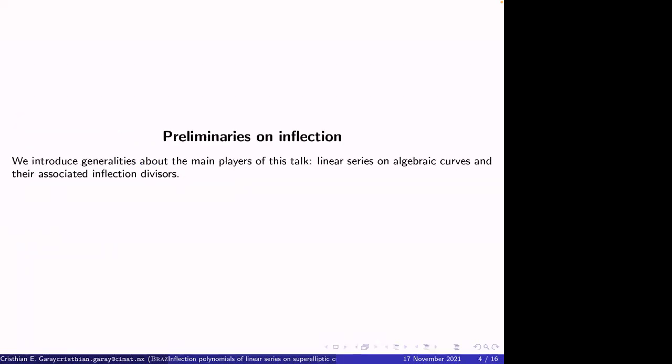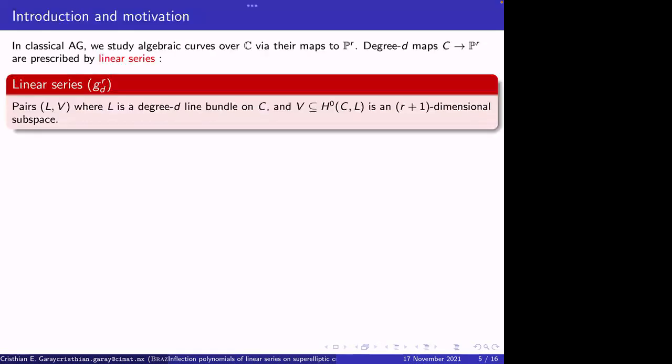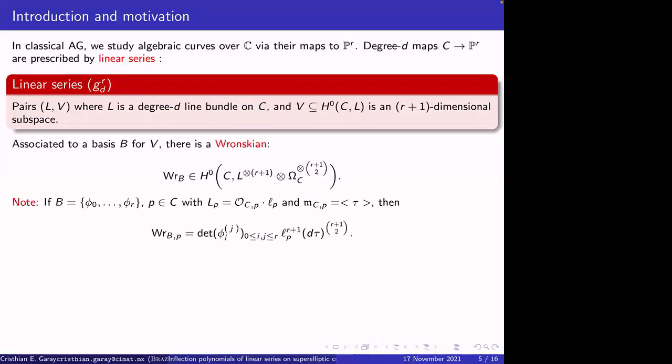So in this first section, I will introduce some generalities about linear series and algebraic curves and their associated inflection divisors. So in classical algebraic geometry, we study curves over the complex numbers using maps to projective space. And these maps are determined by linear series. A linear series is a pair of a line bundle of degree D defined over your curve and some subspace of global sections, which has dimension R plus one. From now on, R plus one is fixed also. It doesn't have to be the whole space. You may choose particular subspaces if you want.